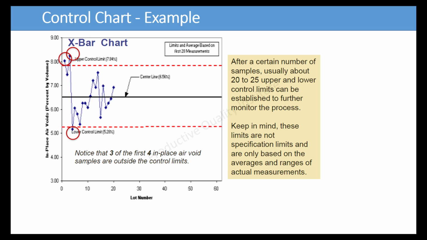After a certain number of samples, usually about 20 to 25, upper and lower control limits can be established to further monitor the process. Keep in mind, these limits are not specification limits and are only based on averages and ranges of actual measurements.